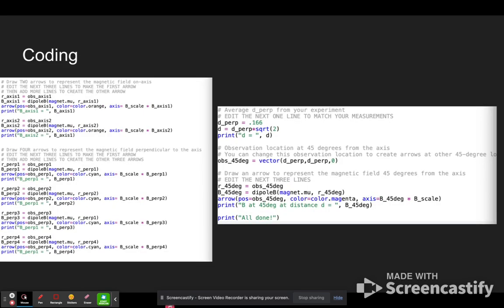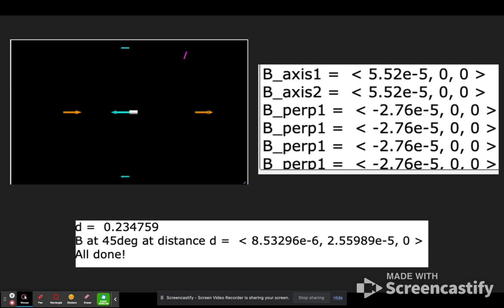Here's the coding. We're drawing the magnitude and direction in the form of arrows at these positions, as I mentioned in the previous slide, on the left side. On the right side, we are drawing the magnetic field at locations 45 degrees from the magnet. Here's the picture that we got. As you can see, this is accurate to what we would expect, except for the 45-degree angle magnetic field. It should be pointing in the negative x and negative y direction. You can see here are the magnetic fields at certain places.